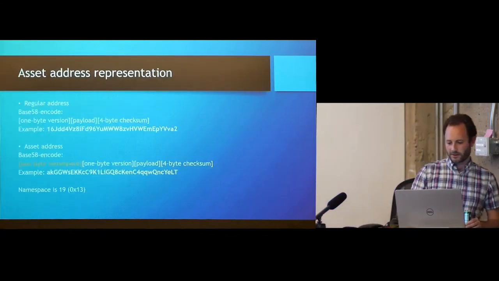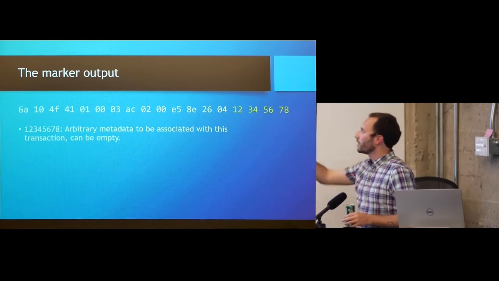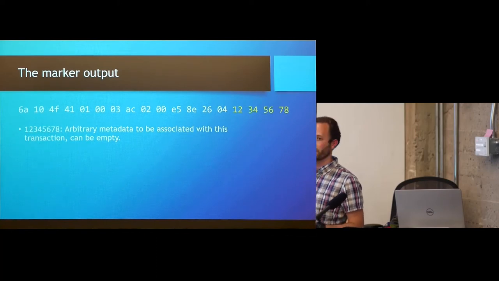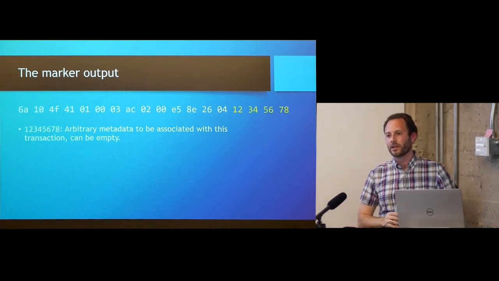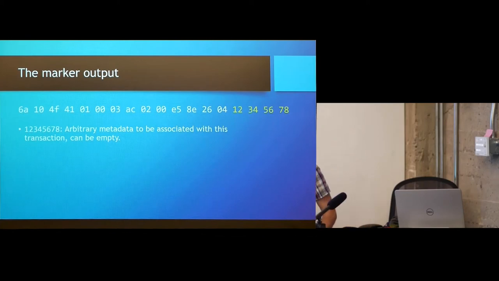Let me go back. This comes from here, this 123456. You can put arbitrary data in it. So if you put a URL, actually u= and then the URL, then this is going to be interpreted as the metadata URL. So this has to be short enough to fit inside. Yeah, it has to be short. And it's just on the initial issuance or any subsequent transaction? No, just the issuance.